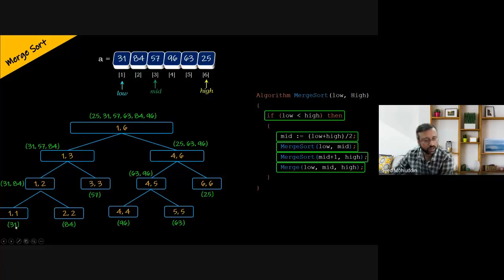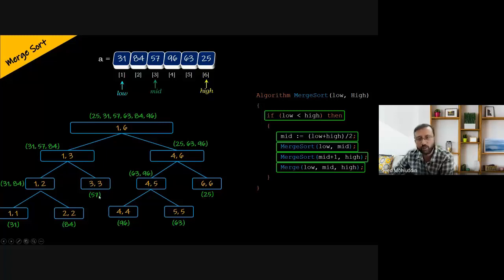This one subset, they contain only one element, both are sorted. Merge them. That is the merge algorithm. When we merge them, we get 31, 84. Then, at this stage, 31, 84 are sorted.